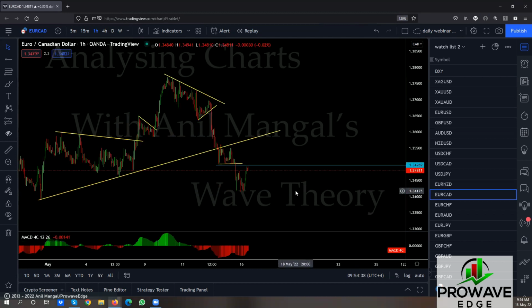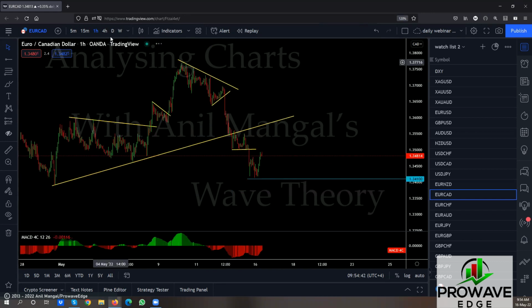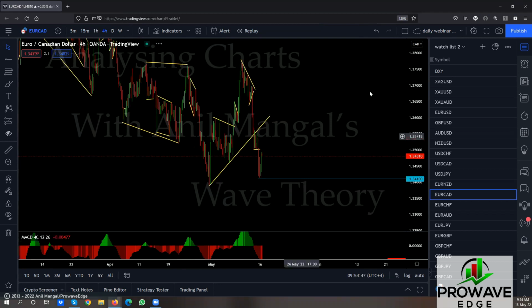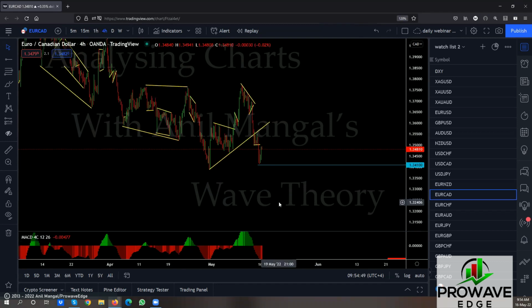Okay, this is coming down. That was a sell setup. You could probably get another sell setup here. Can EuroCAD go much lower? Well, we'll keep an eye on it until it breaks this low. So there's just one more drop and then we'll see what happens from that point.